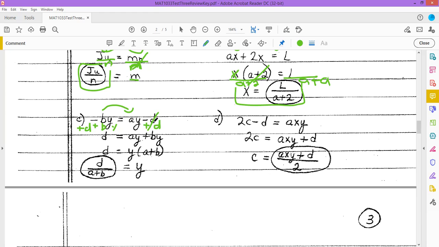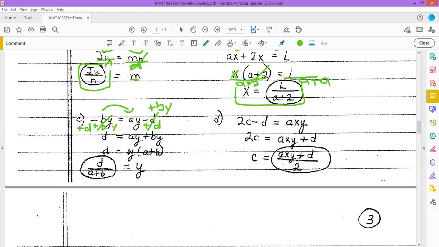Now, the D's will cancel on the right side. The BY is going to cancel on the left side. So on the right side, we're now left with AY plus BY. And on the left side, we have D. Carry down your D and your equal sign, and we're going to factor Y from both of these terms on the right. When we factor Y from AY, we get A in parentheses, and when we factor Y from BY, we get B in parentheses.